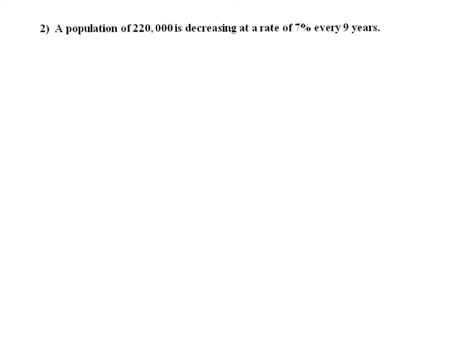Let's try building another exponential function. This time the population is 220,000, and I see that it's decreasing at a rate of 7% every 9 years. So starting with my equation, the easiest thing, of course, to start with is my population at the beginning. So 220,000. Now, since I've got decay or decreasing, I have to use my b value, which is going to be equal to 1 minus r. Now our rate of 7%, don't forget to convert that over to a decimal, so I've got to take the decimal point, move it over 2 places to the left.